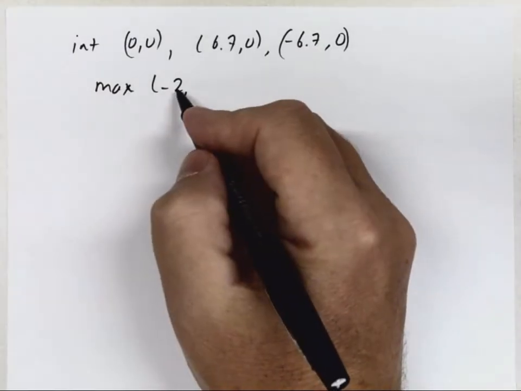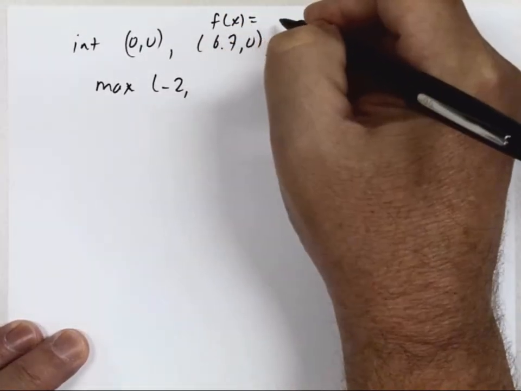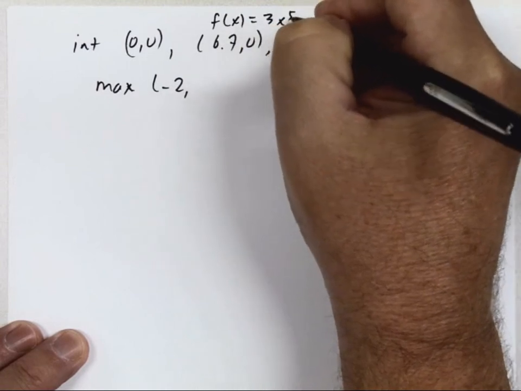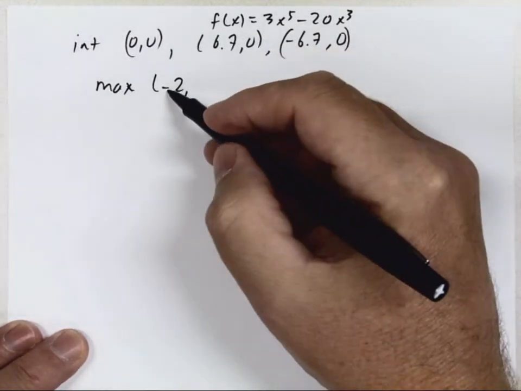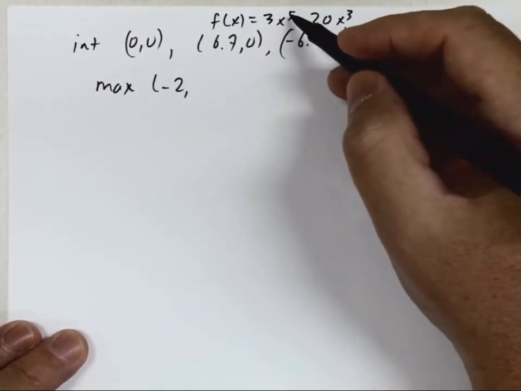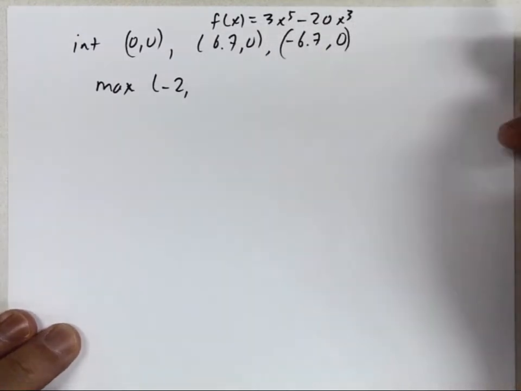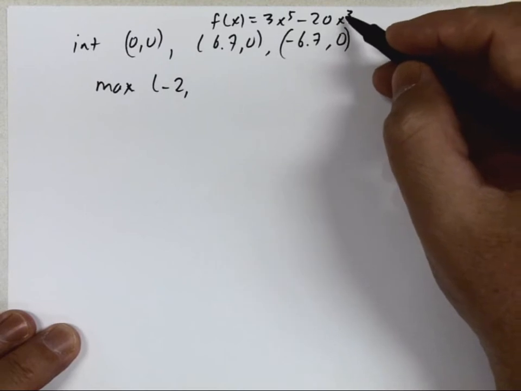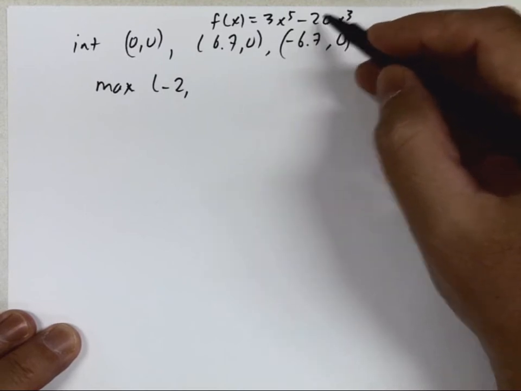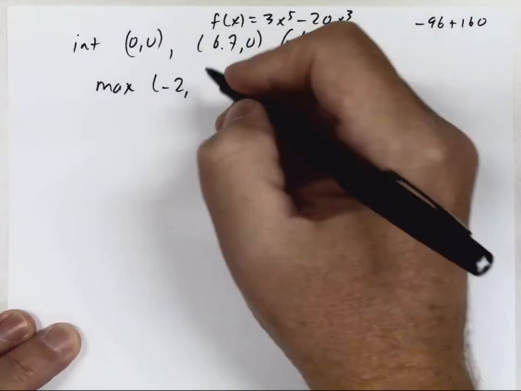Now let's plug in negative 2 into my function, 3x to the 5th minus 20x cubed. If I applied the negative 2 in there, negative 2 to the 5th, wow, it's going to be 2 times 2 is 4, 8, 16, 32. Negative 32 times 3, I believe it's negative 96, minus negative 2 cubed, which is negative 8. That's positive 160. Looks like it's like 64. Wow.